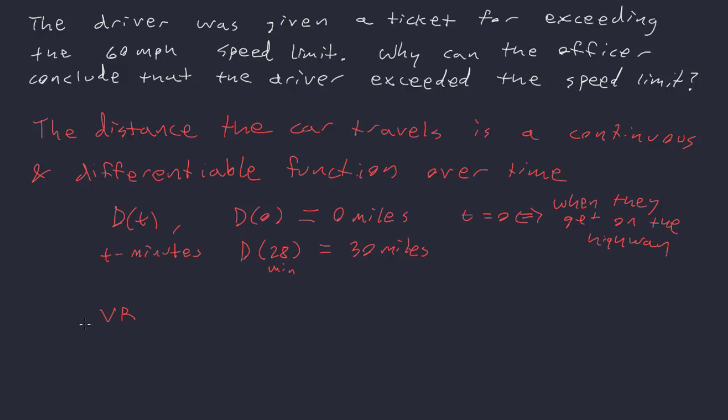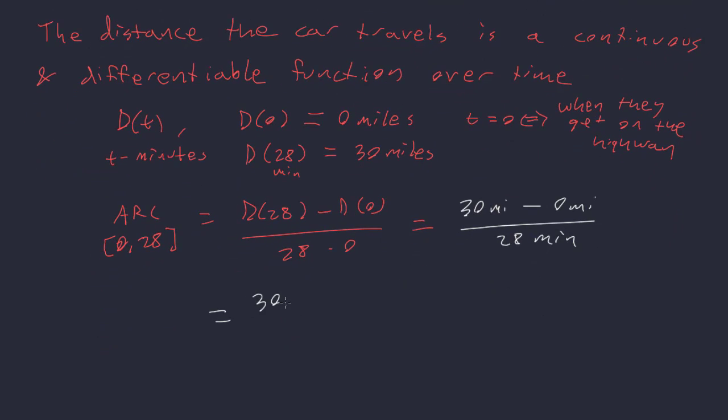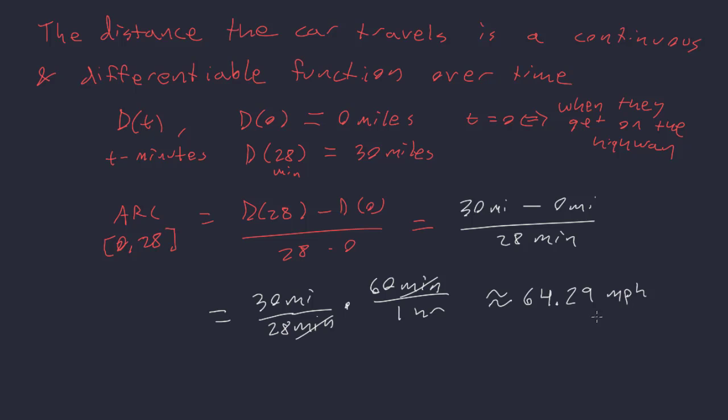So the average rate of change over the interval 0 to 28 is going to be d of 28 minus d of 0 all over 28 minus 0. Well, d of 28 is 30 miles. It'll be 30 miles minus 0 miles all over 28 minutes. So that is 30 miles over 28 minutes. I want to turn that into miles per hour. So to get that in miles per hour, I need to cancel out the minutes. There's 60 minutes for each hour, so the minutes will cancel. And so I'll have 30 times 60 over 28, which comes out to be about 64.29 miles per hour.